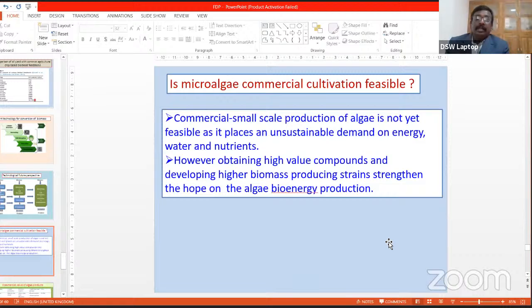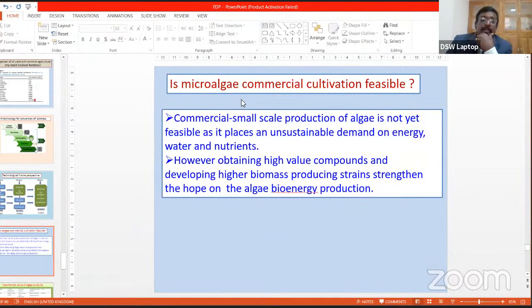So these are all the possible ways. How can we achieve this? Is it possible? Are we able now? Currently, we are producing. There is still a march towards achieving it, for sustainable energy production from the algal biomass resource. How?